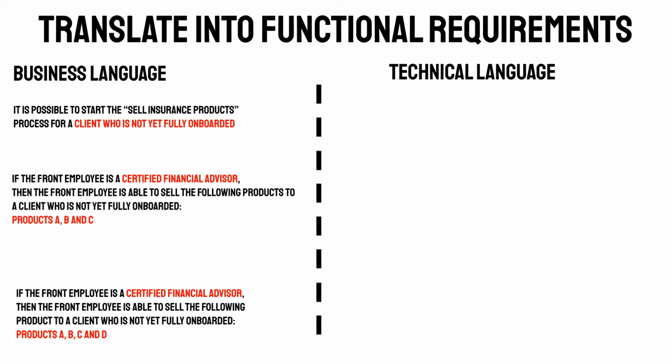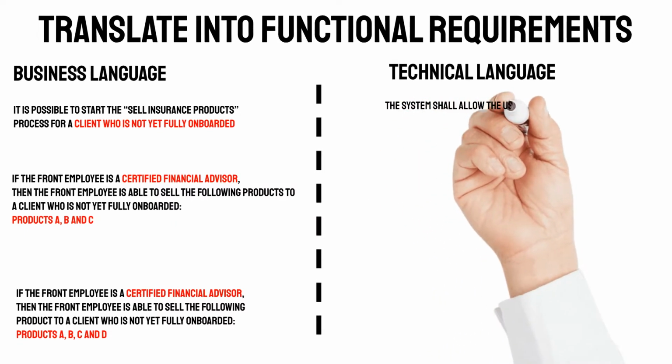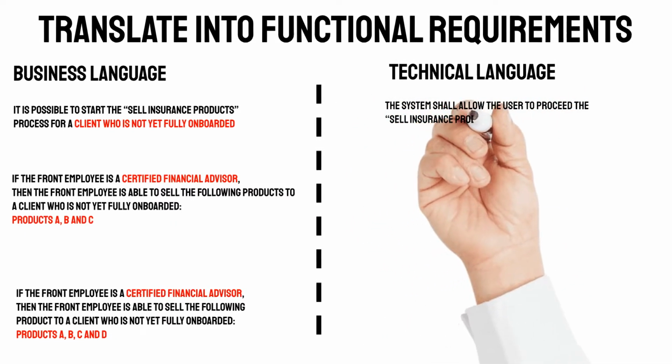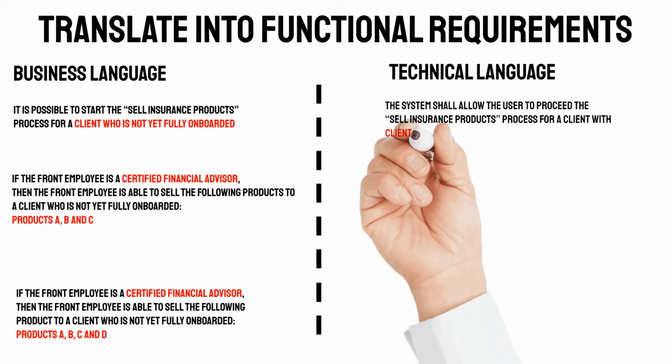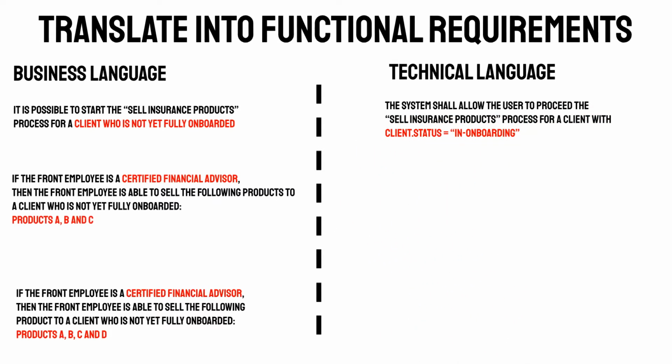The technical language, in best case, should always start with the system shall. This is just indicating the functional requirement of a system. So the system shall allow the user to proceed the sell insurance products process for a client with client.status equals in onboarding. So that's the technical expression of the business language on the left side.